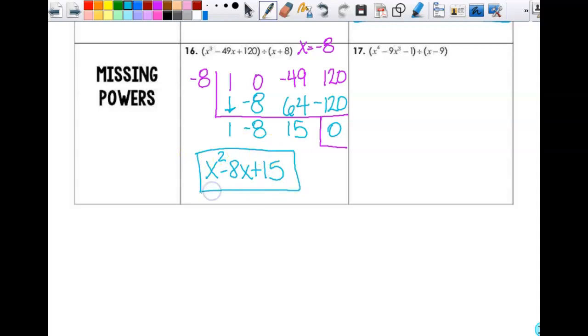So when we have a remainder, that tells us something. When we don't have a remainder, that tells us something. So when we don't have a remainder, that means x plus 8 is a factor of this polynomial. Like if I was going to factor it, that's one of the factors I would have. If I have a remainder, then that's not a factor, and that tells us something else when we're graphing that we'll get to in a little bit. Okay? What questions you got?